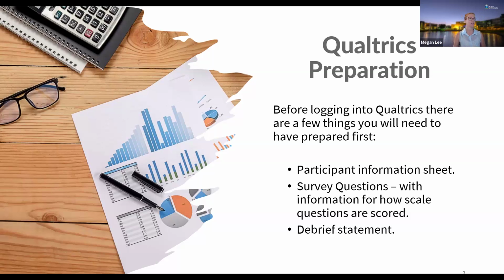And then the final thing that you need to have prepared before you start constructing your Qualtrics survey is all of the questions that you will be asking the participants in exactly the form that they will be asked, obviously, so you can build them into the survey. Usually starting with your demographic questions, age, gender, income, things like that.